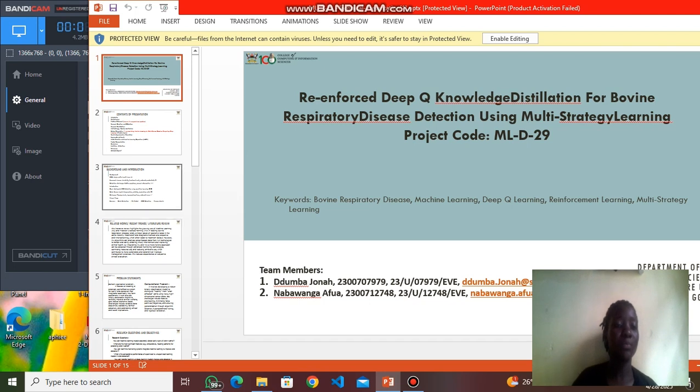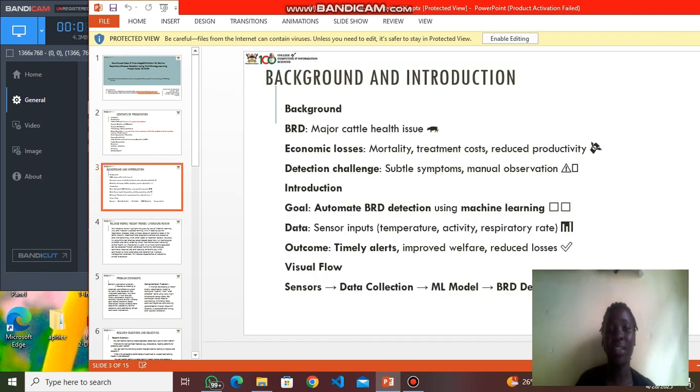So to go through the background and introduction, just like I've given you the definition, BRD is a major cattle health issue. It leads to economic losses such as high mortality rates, treatment costs, and reduced productivity. The goal of this project is to come up with an automated BRD detection system using machine learning that works with sensor inputs, using features such as temperature, activity, and respiratory rate to detect the BRD.